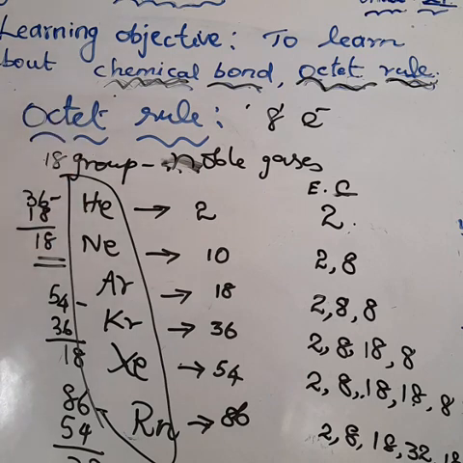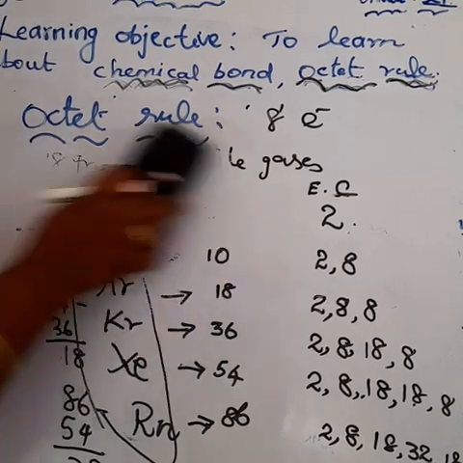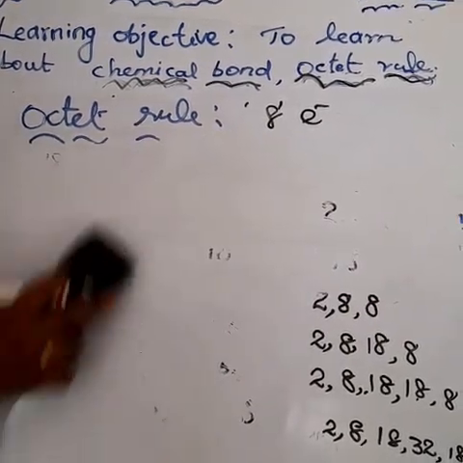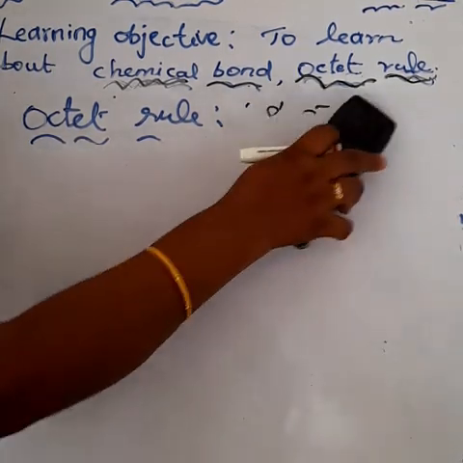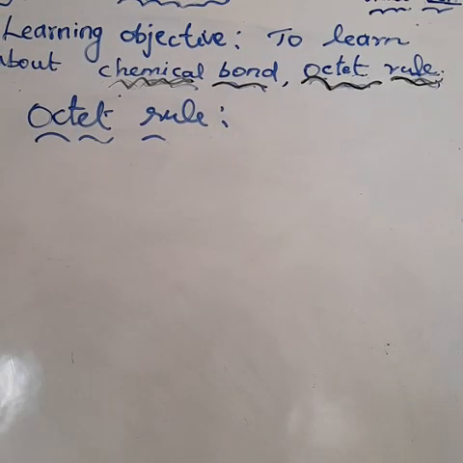So these noble gases obey the octet rule, so they are stable. They do not involve any combination of atoms; they are in a free state. But all the other atoms do not exist in a free state, because they do not have 8 electrons in the valence orbit.